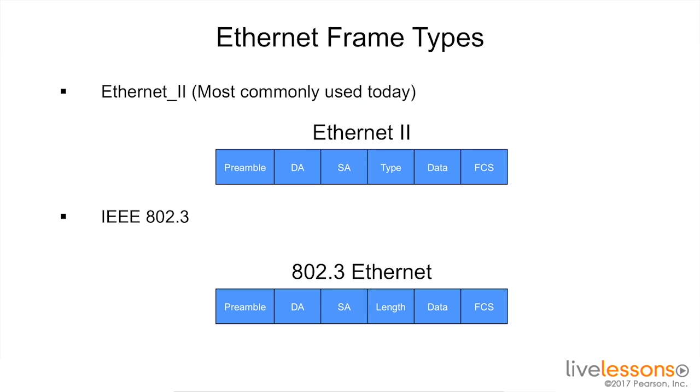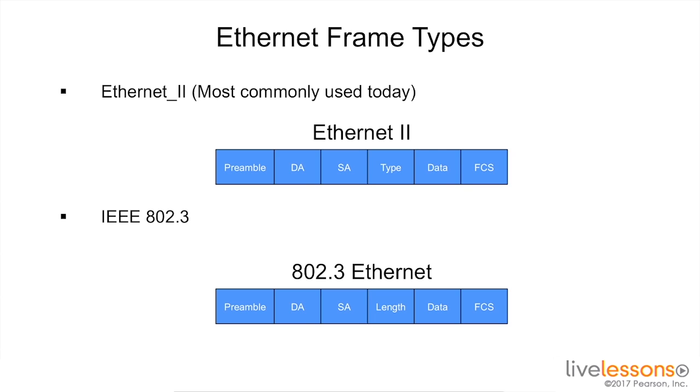There are 4 available Ethernet frames. Today's networks typically only use the Ethernet 2 frame, although the current wireless specifications do use the SNAP frame. It is important to know that frame types are an exam objective. There are some very important fields used in an Ethernet frame.